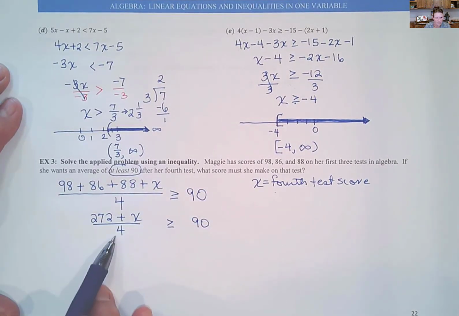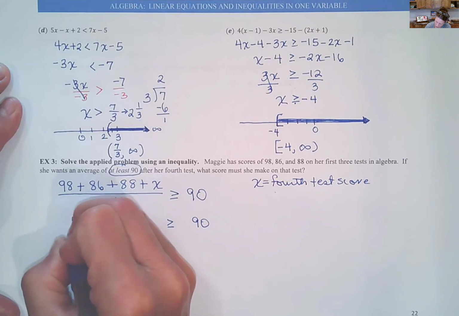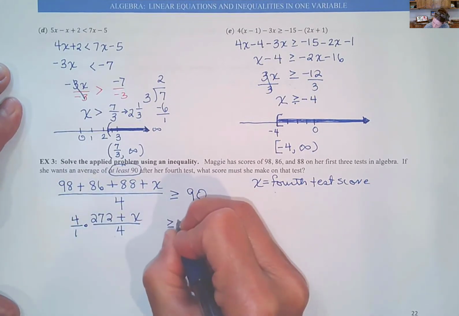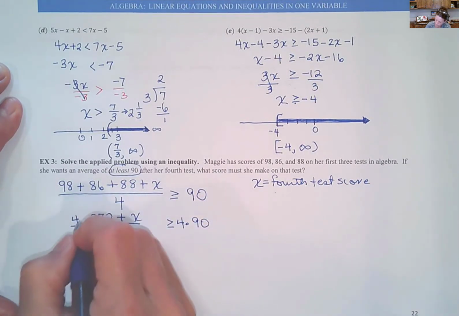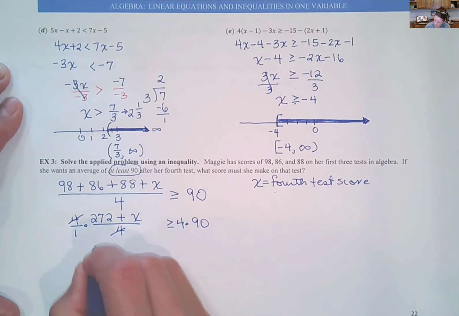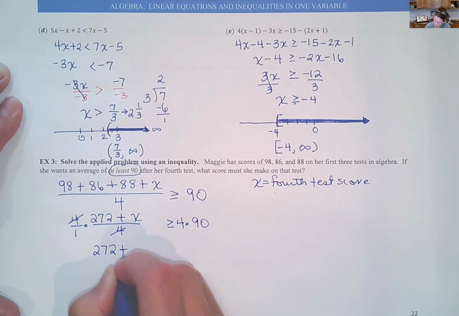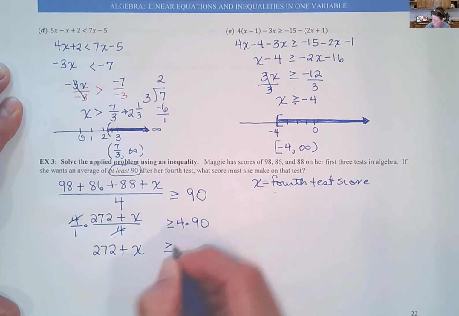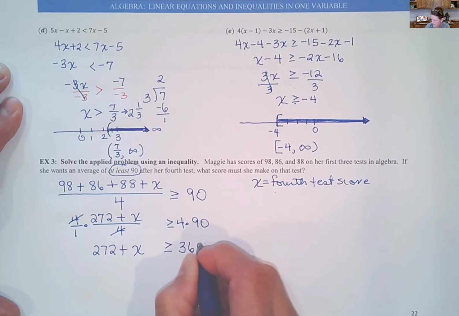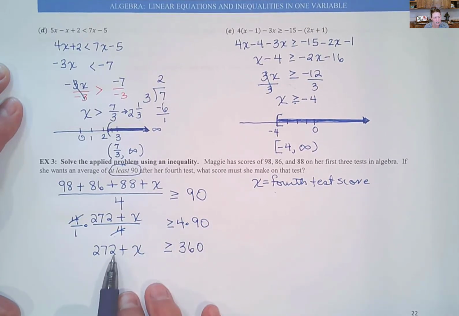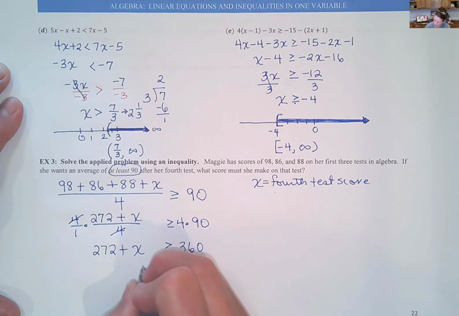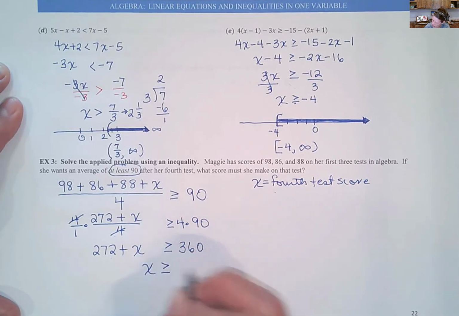Next, let's eliminate the fraction by multiplying each side by 4. So 272 plus X is greater than or equal to 360. And last, let's subtract 272 from each side. X is greater than or equal to 88.